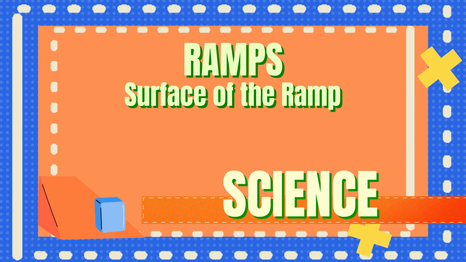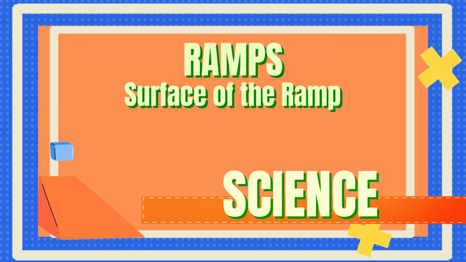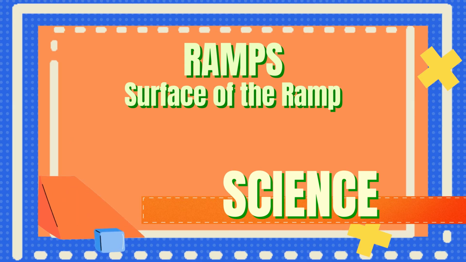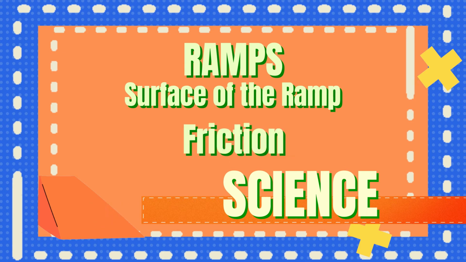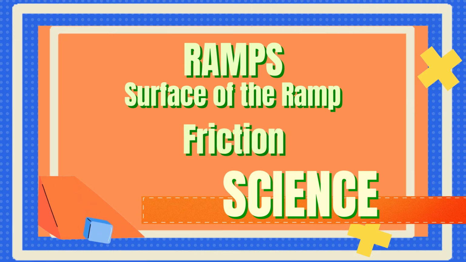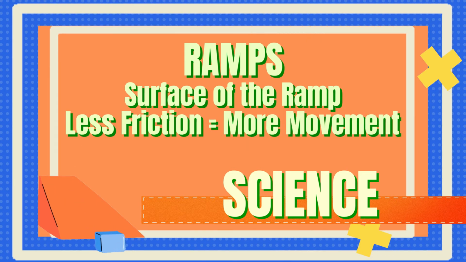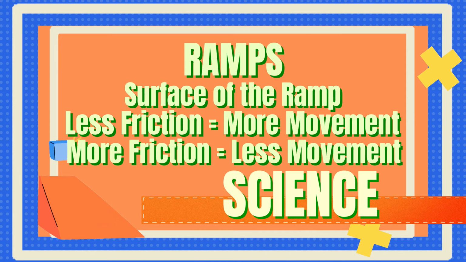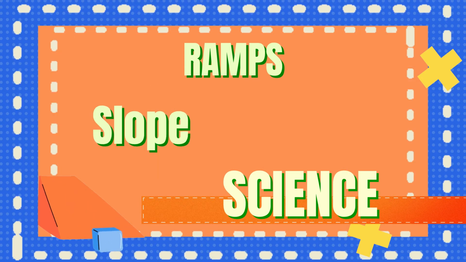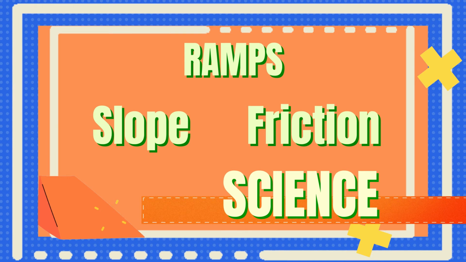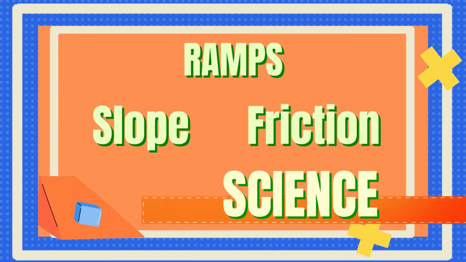The surface of the ramp is important to the effectiveness of the ramp because it determines the amount of friction. Friction is the resistance to motion of one object moving relative to another. Less friction means more movement, and more friction means less movement. Slope as well as friction both affect how well an object will go up and down a ramp.